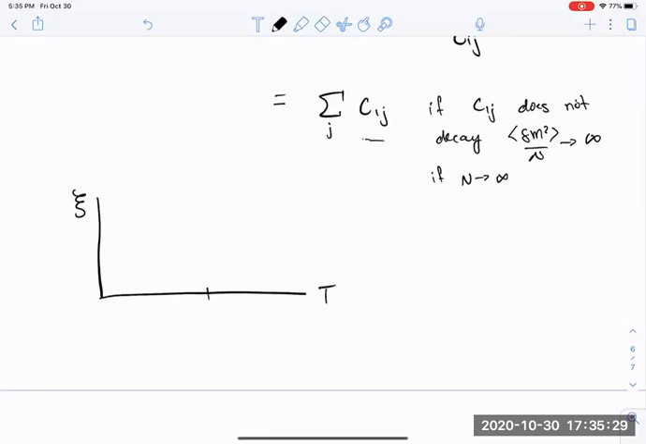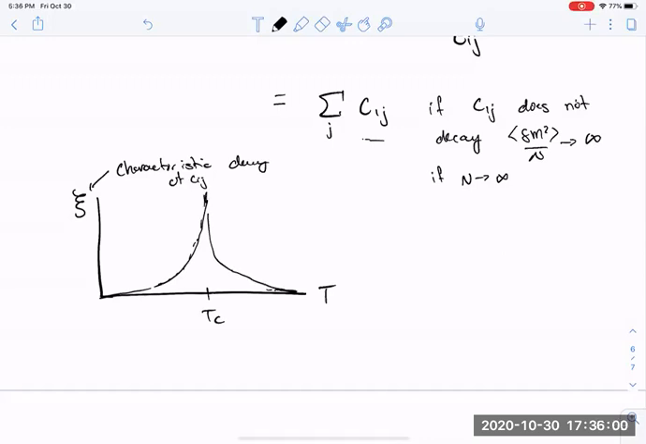We can plot that characteristic length. At 0 temperature, it is 0. At high temperature, it is nearly 0. And at Tc, it diverges. So the importance of correlations becomes something we really can't neglect.